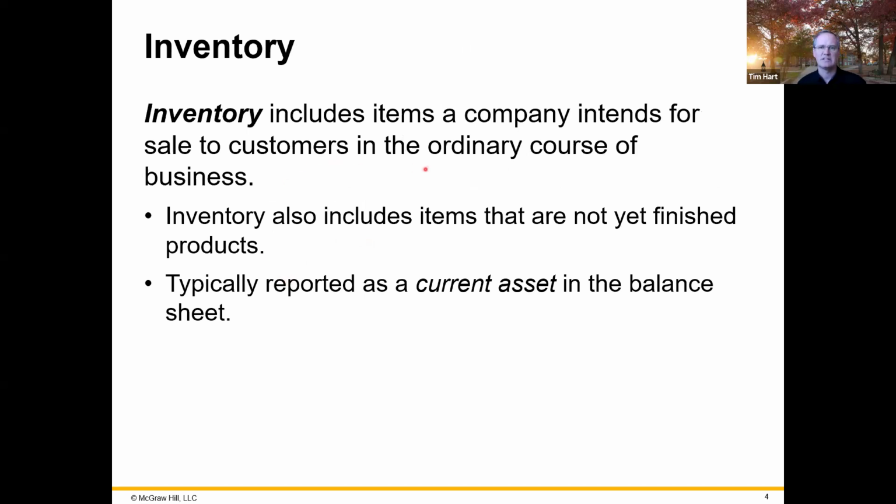So inventory is just items for sale. It also includes items that are not yet finished. So if I'm a manufacturing company, and I'm in the process of making a car at the end of the period, am I not going to consider a car that's 50% done as inventory? Well, I need to account for that somehow. So that's work in process inventory. And then there are the finished goods that we finished before the end of the period and they're for sale, they just haven't sold yet. What do we do with that?